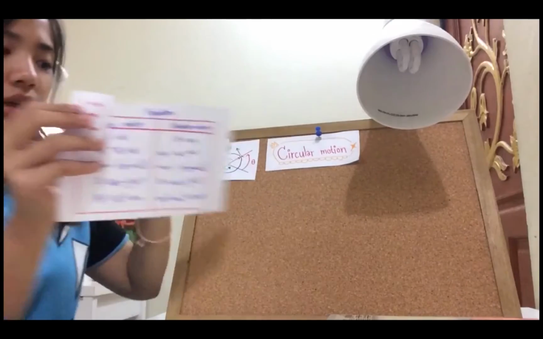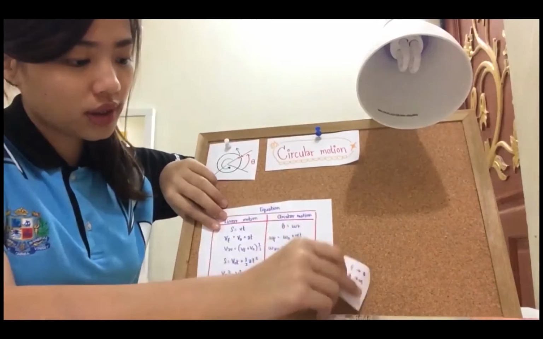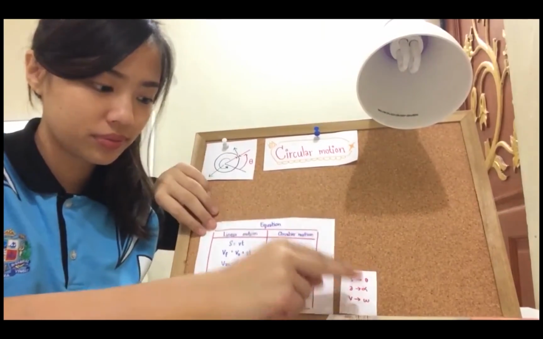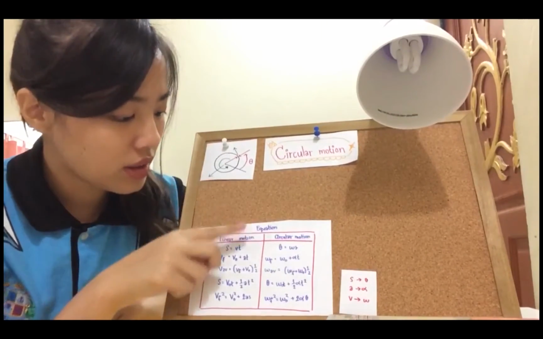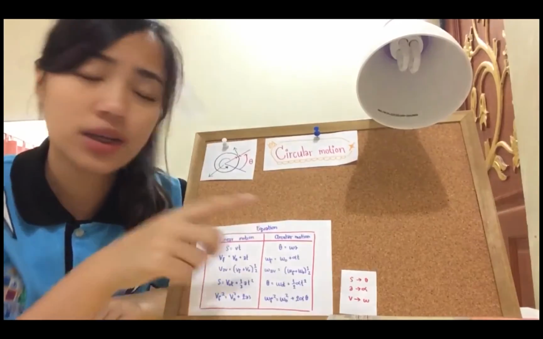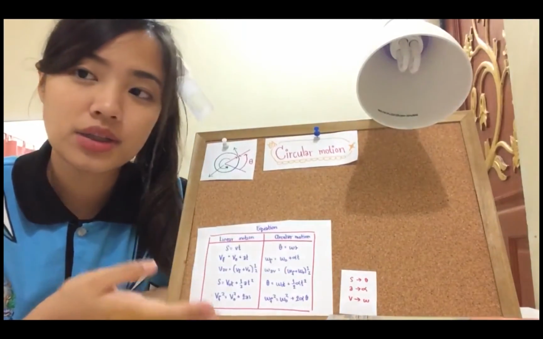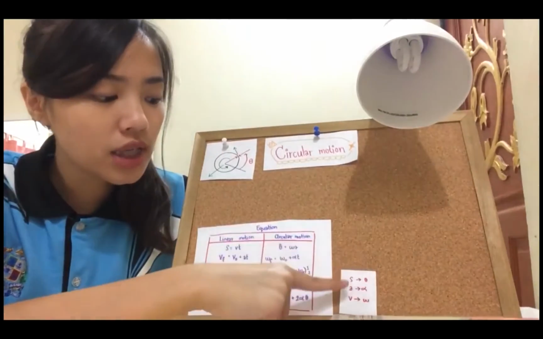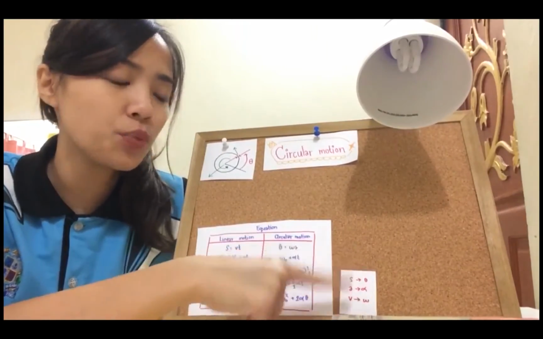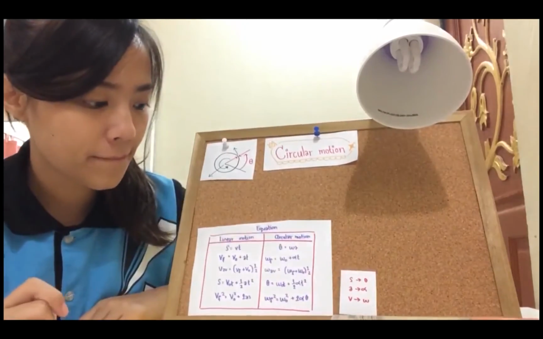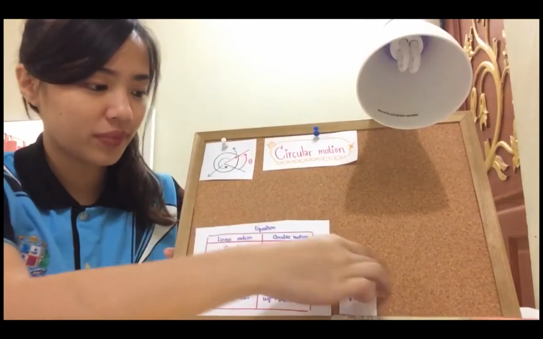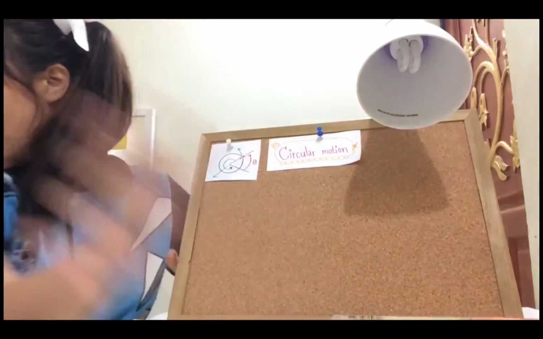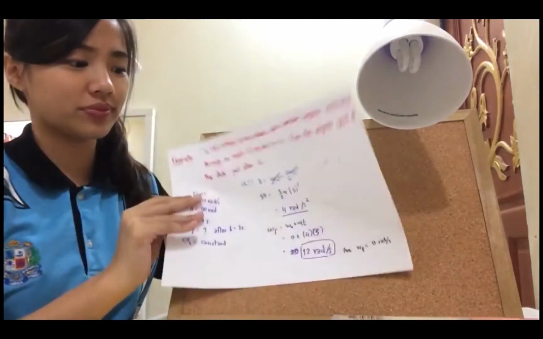This is the relation between linear motion and circular motion. It is the equation of linear motion and circular motion to show that it's quite similar, but we just change s to theta, change a to alpha, and change v to omega. Let's see an example.